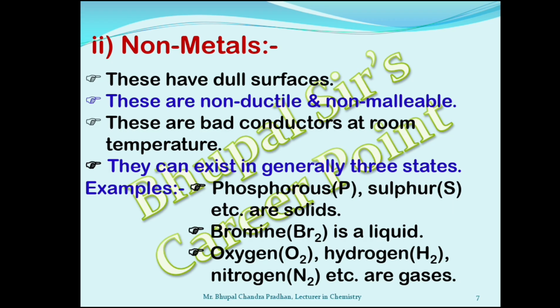Metals are ductile but non-metals are non-ductile. Metals are malleable, can be beaten into sheets, but non-metals are non-malleable. Metals are good conductors at room temperature. Non-metals are bad conductors at room temperature. This can exist generally in three states. But in case of metals, they generally exist in solid state except two, that is mercury and gallium.